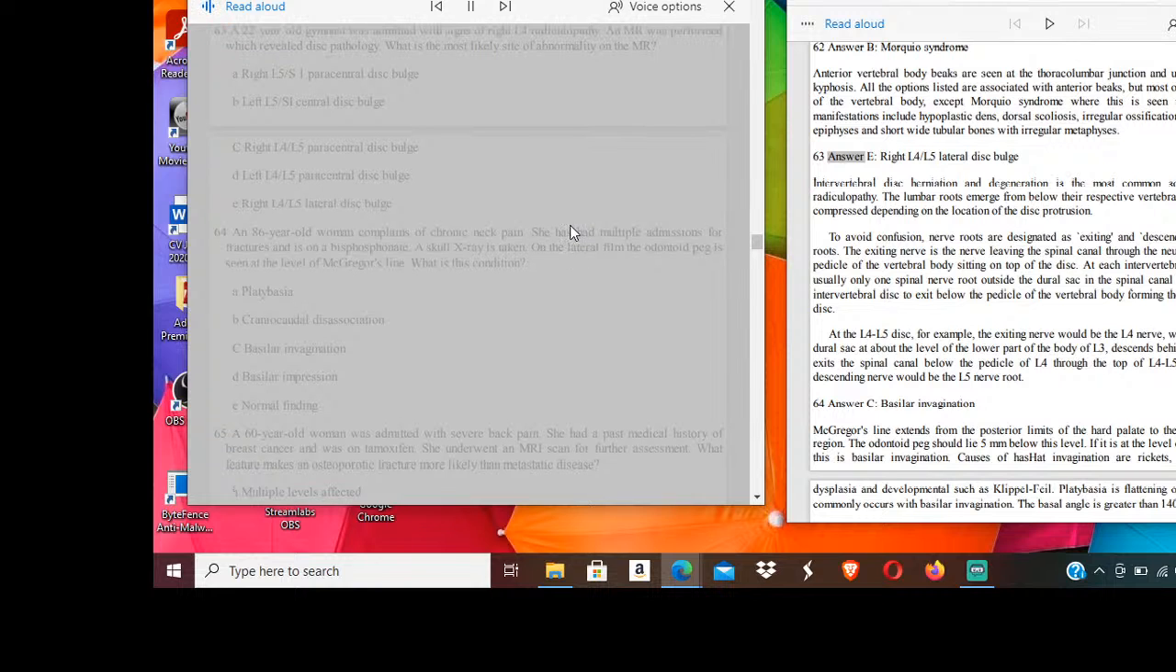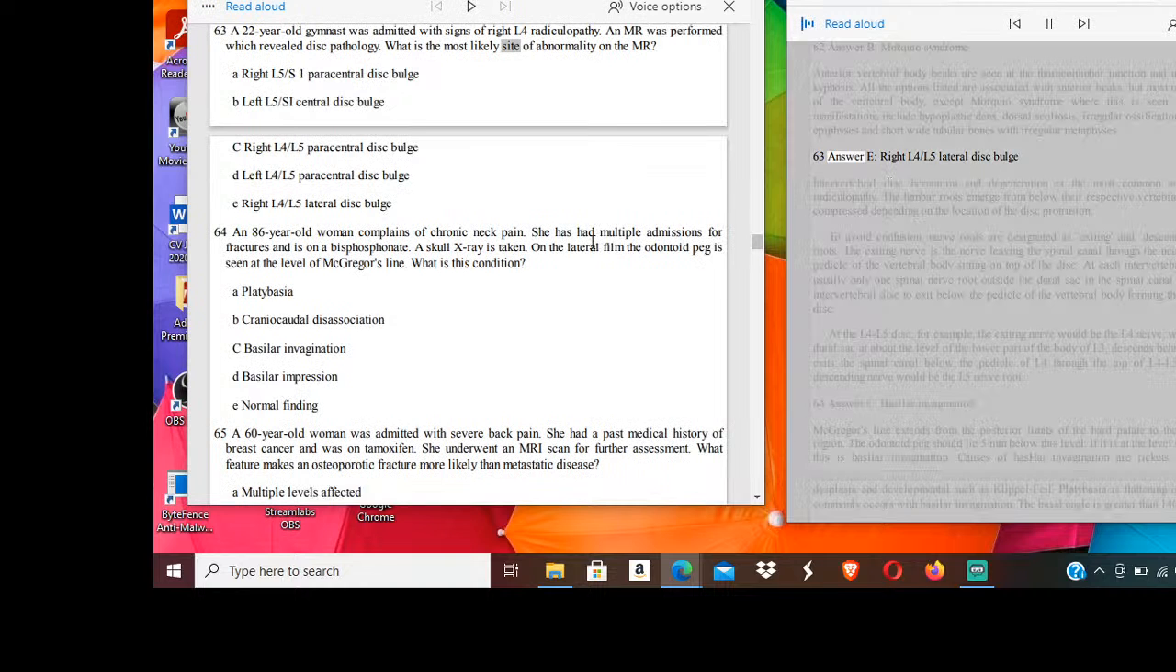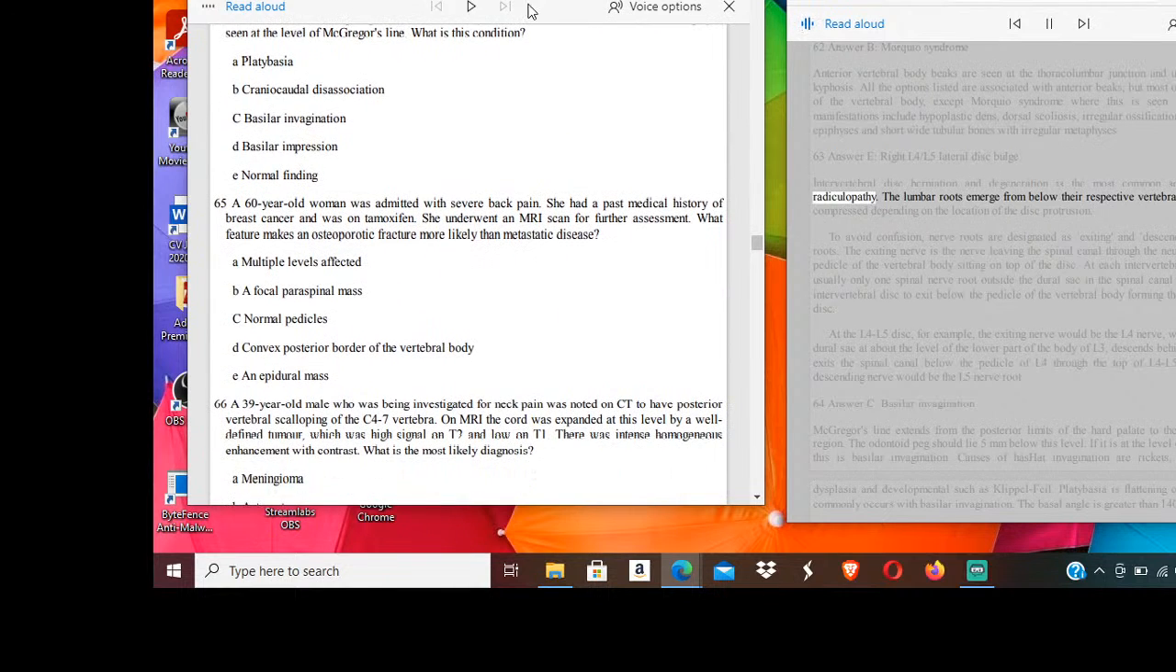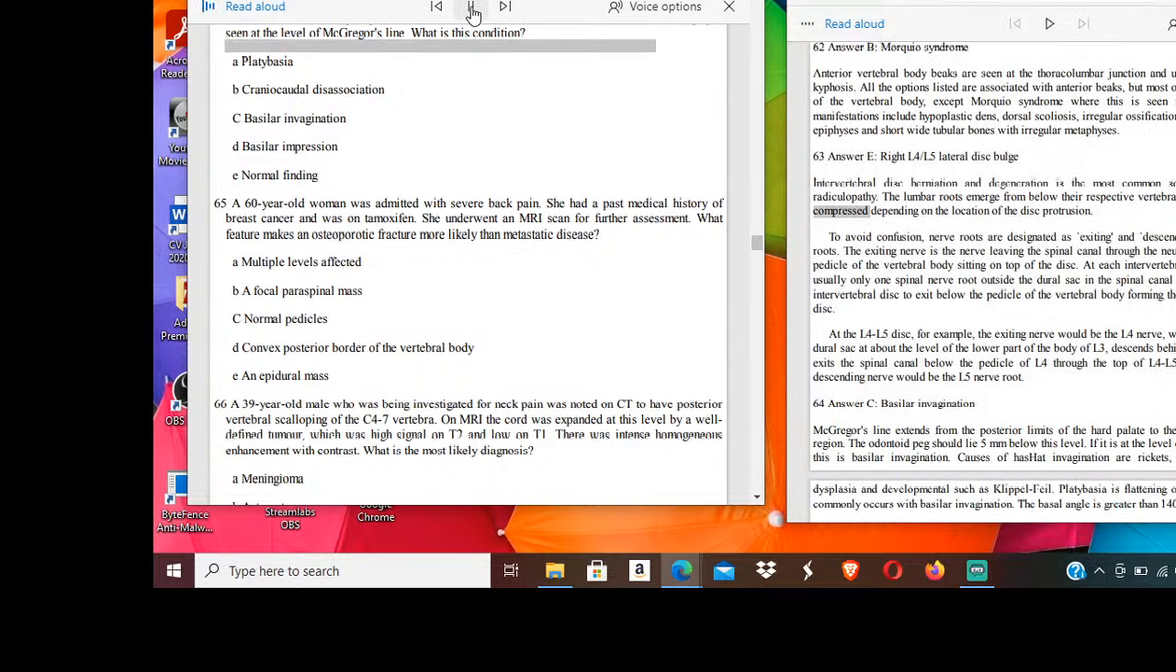63. A 22-year-old gymnast was admitted with signs of right L4 radiculopathy. An MR was performed which revealed disc pathology. What is the most likely site? Answer E. Right L4/L5 lateral disc bulge. Intervertebral disc herniation and degeneration is the most common source of compressive radiculopathy. The lumbar roots emerge from below their respective vertebrae. Different nerves are compressed.